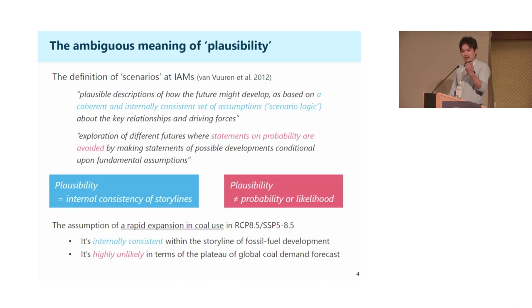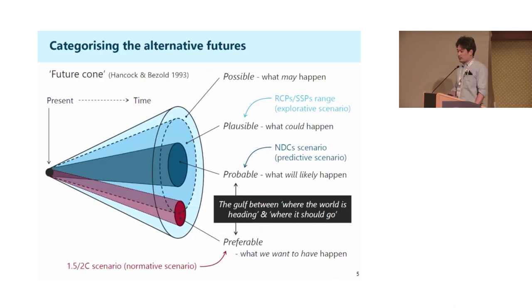Our definition of possibility is not about likelihood. It is about what a description of the future might look like. So it is internally consistent within the storyline, and we could say it is a possible scenario. But again, people use the term very differently, which creates a bit of miscommunication. So we need a more clarified discussion about possibility.